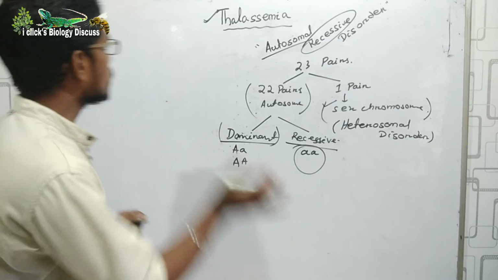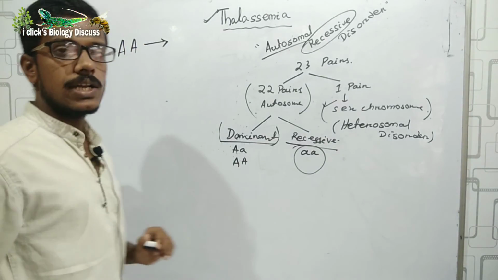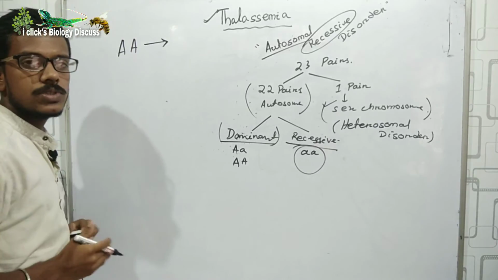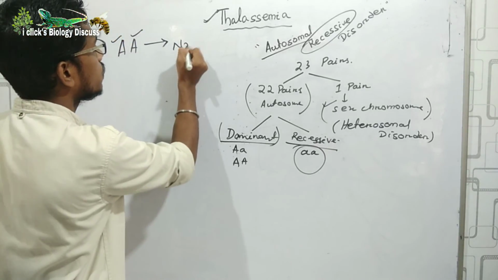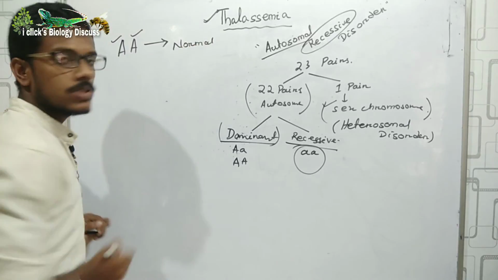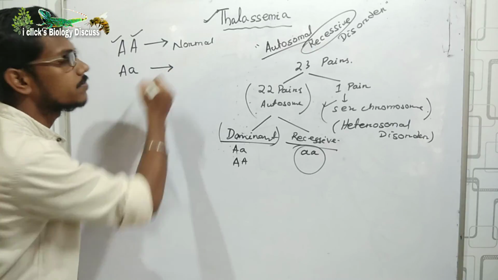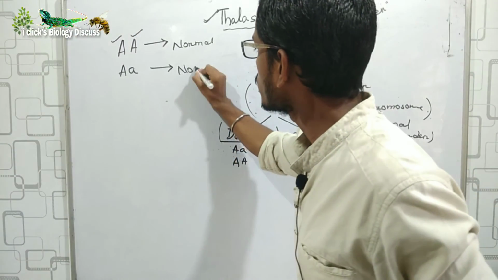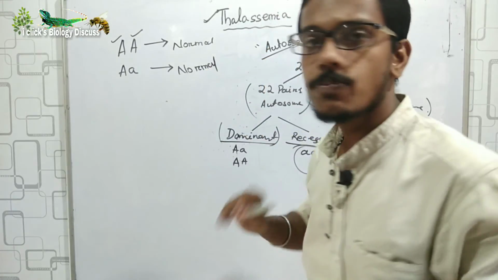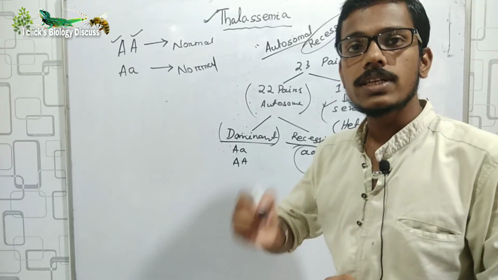Okay? That means if a person has both alleles normal, then the person will be a normal person. Right? If it is occurring in this condition, then also it will be normal. But that person will be called what? That person will be called a carrier for that disorder.